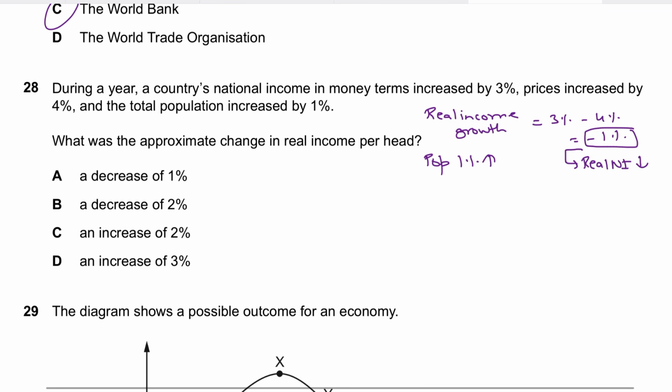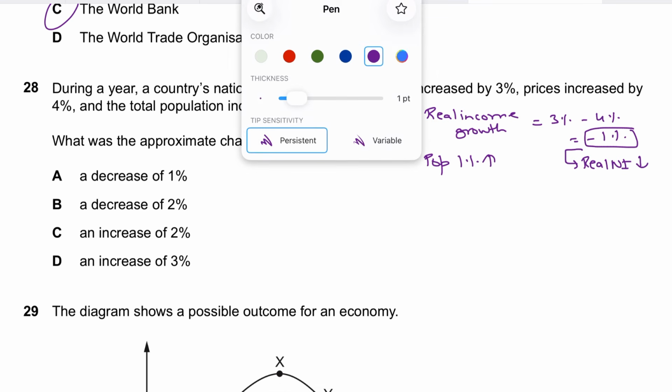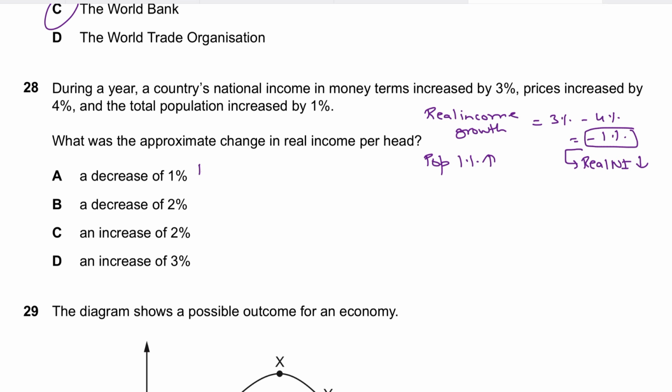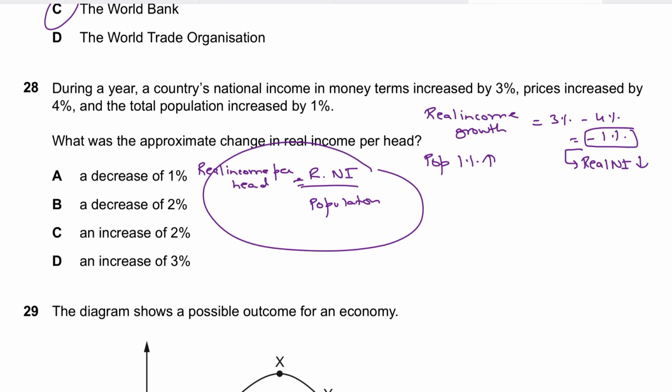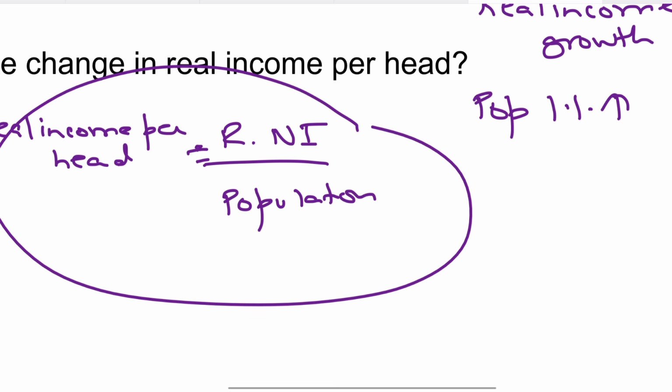And so what is the change in real income per head? Real income per head is simply talking about real GDP per capita, or per capita income, which is simply real national income divided by the population. Now, remember, guys, I want you to understand this. When you're using this formula, you're finding out real income per head. In the numerator and the denominator of this formula, you're measuring monetary values, not percentage changes.